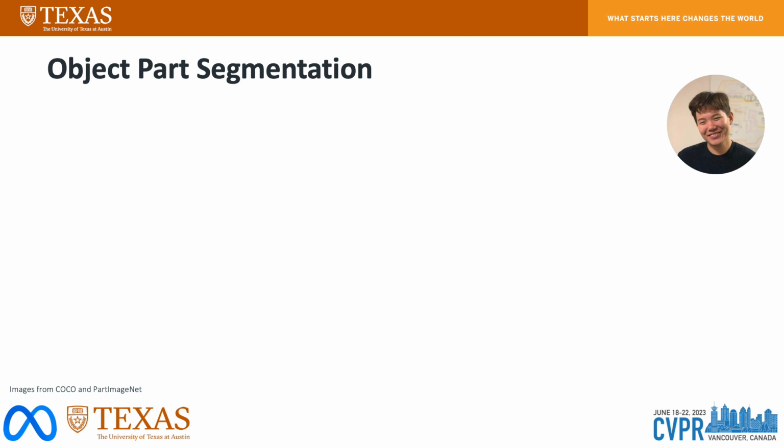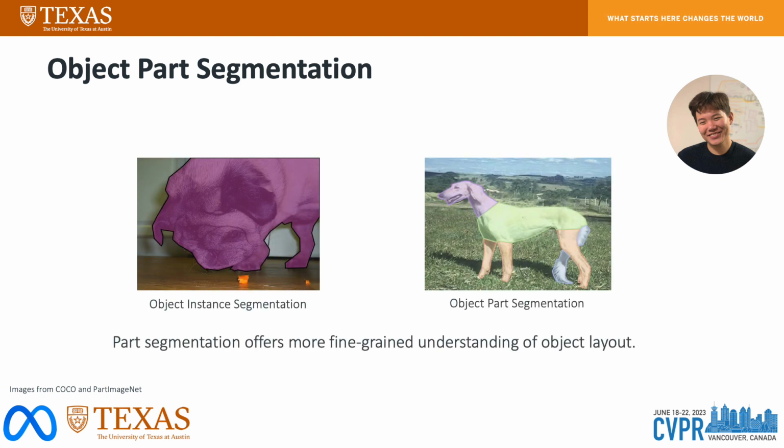First, what's object part segmentation? Object part segmentation refers to the task of localizing and identifying individual parts of each object instance. It provides more detailed and fine-grained understanding of the layout and composition of objects.